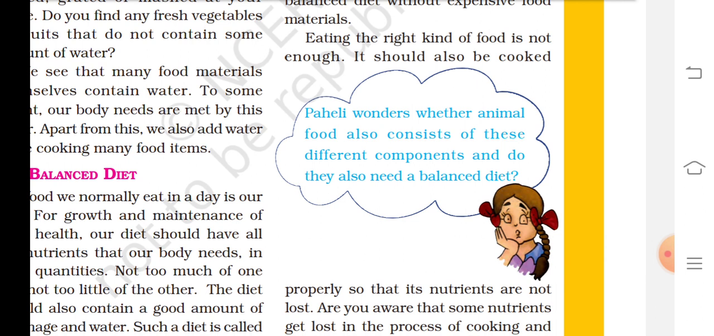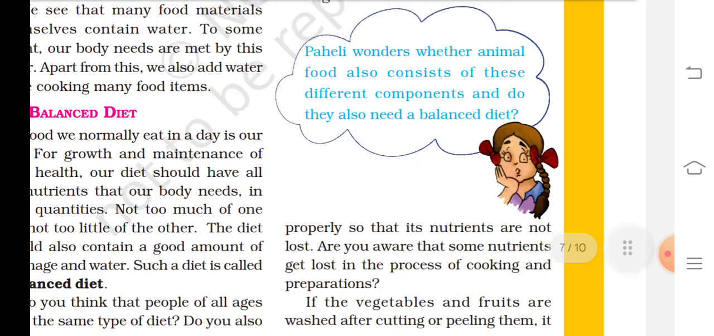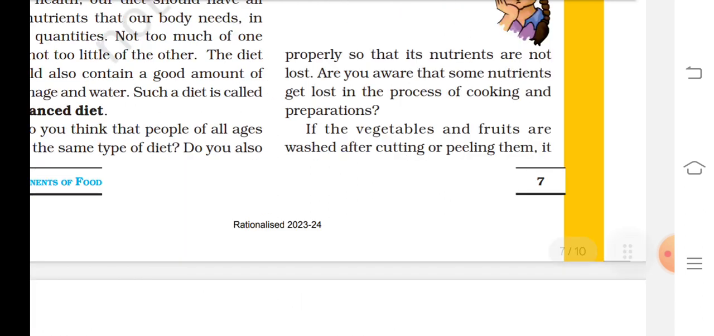Eating the right kind of food is not enough. It should also be cooked properly. Paheli wonders whether animals' food also consists of these different components and whether they also need a balanced diet.